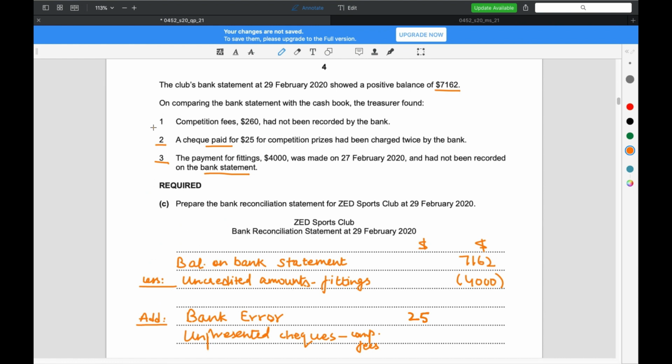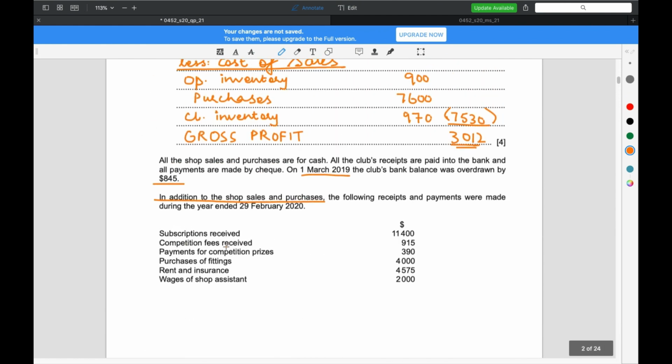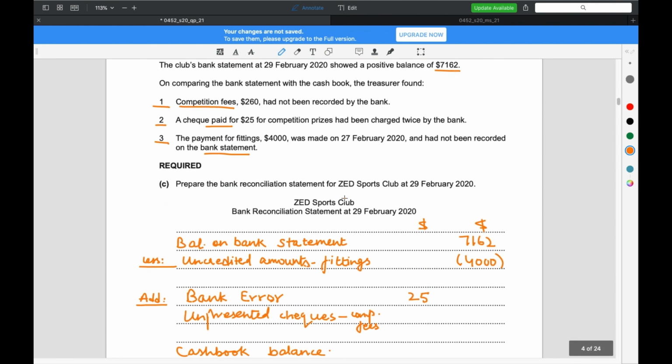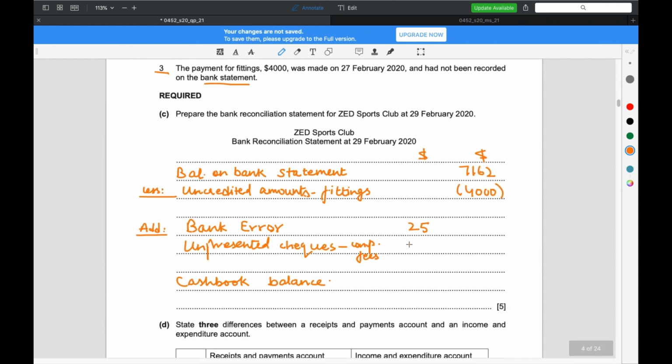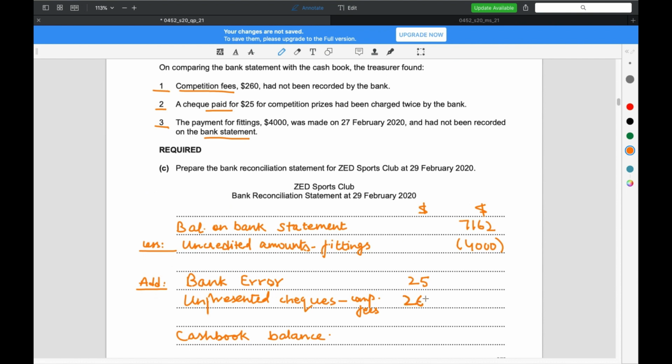And then the first point says competition fees, $260 had not been recorded by the bank. Now competition fees, let's just go up and see. He says that the competition fees are actually received by us. So this is an income, and this was not recorded by the bank, so we have to increase our bank account by $260. So increase this by 260, and then you get a total cash book balance, which is going to be 3447 again.